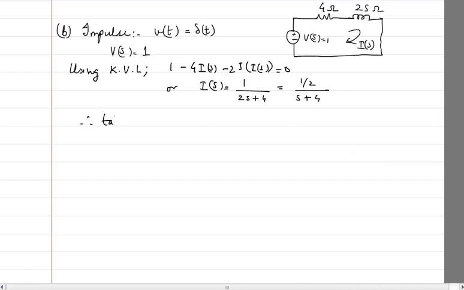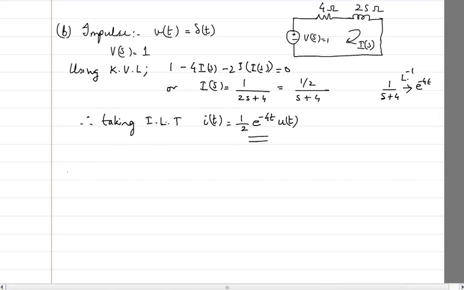Therefore, taking the inverse Laplace transform, I will get i(t). You can very clearly see, using inverse Laplace transform, you will get 1/2. What is the Laplace of 1? But the Laplace inverse of 1/(s+4) is going to be e^(-4t) u(t). So I will write e^(-4t) u(t). This is going to be the equation for the case when it is an impulse input.